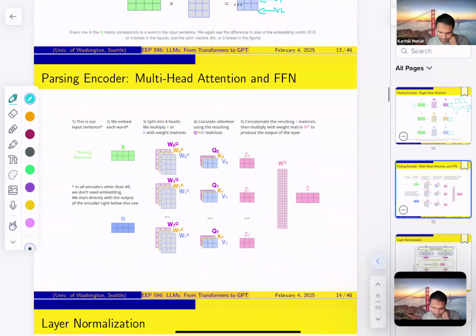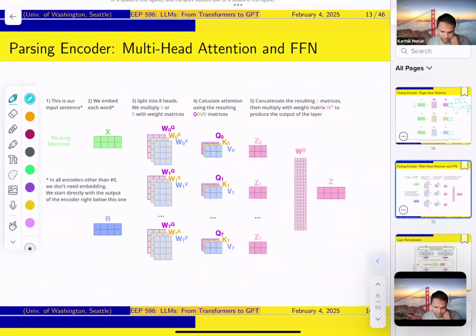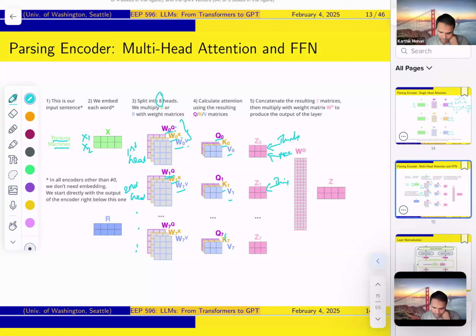So if we look at it all at once, our input is thinking machines, right? So this is X1 thinking, and this is X2 machines. We have 8 heads. So you'll have 8 sets of these weight matrices for query, key, and value. So this is W0Q, which is the first head indexed by 0 for query, and then the key and the value. And then W1Q, W1K, W1V is the second head. So first head, second head, and so on. So you have so many matrices, right? And each of them will give you a Q0, K0, V0, and so on, Q1, K1, V1, so on. So this is for thinking, this is for machines, and the same thing, thinking, machines, right?